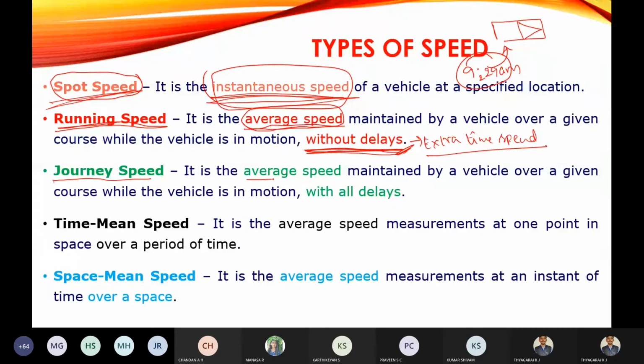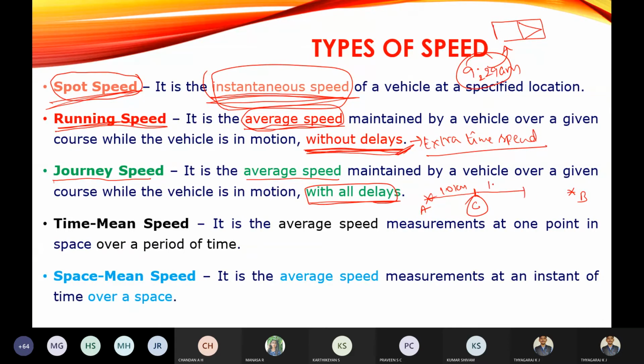So, average speed of the vehicle with all delays, whatever the delay you are going to encounter. For example, you will be moving from A to B. Your origin is A and your destination is B. You will be moving 10 kilometers. You are taking a break at C. So this will be the delay.